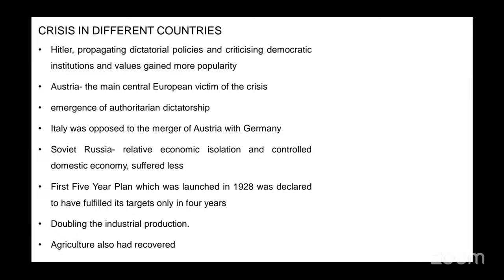Then let us talk about the Soviet Union. The Soviet Union, for most of the time, maintained economic isolation and controlled its domestic economy. So it suffered less in comparison with the other European nations. During this time, it also launched a 5-year plan in 1928, but it had already fulfilled the targets of this 5-year plan in 4 years itself.